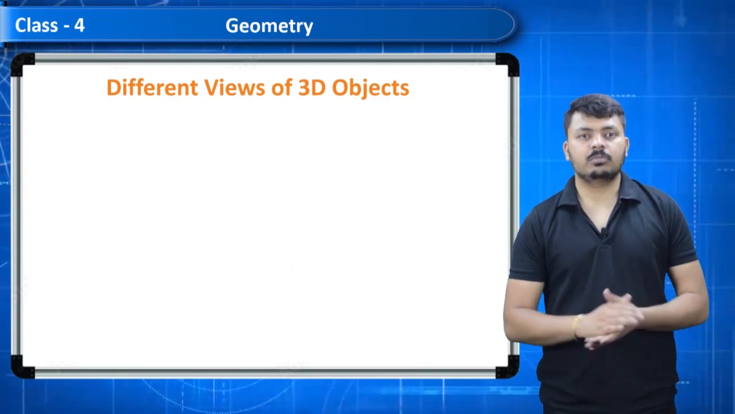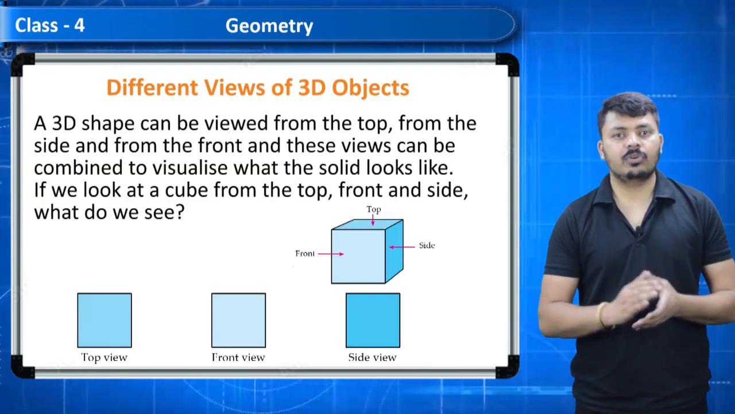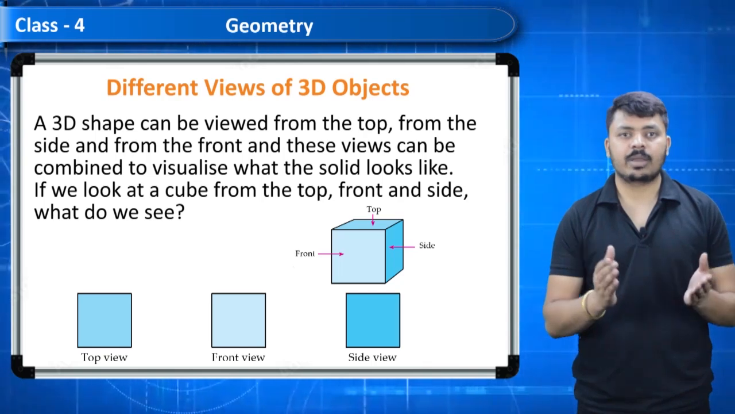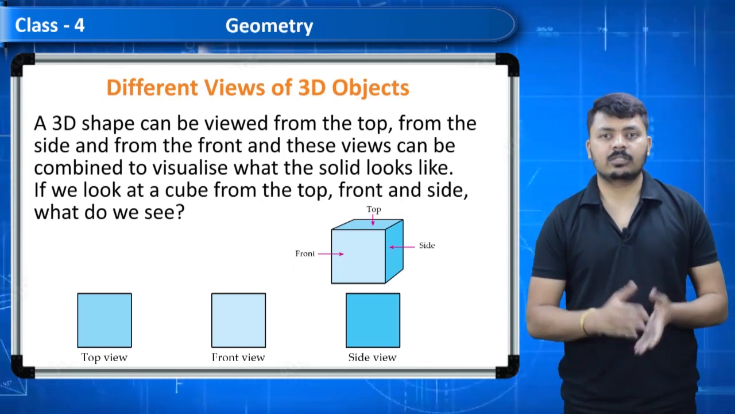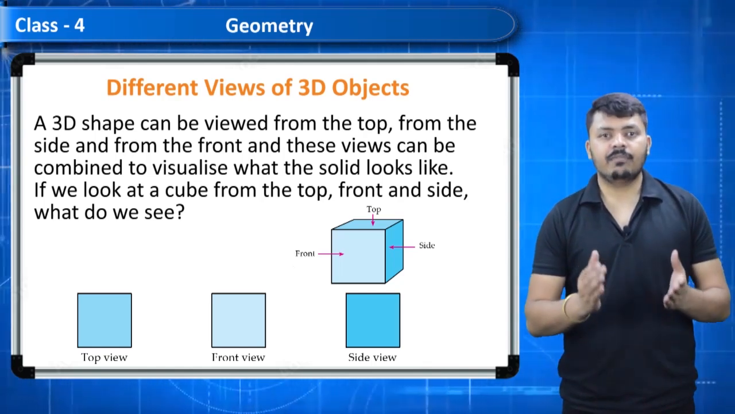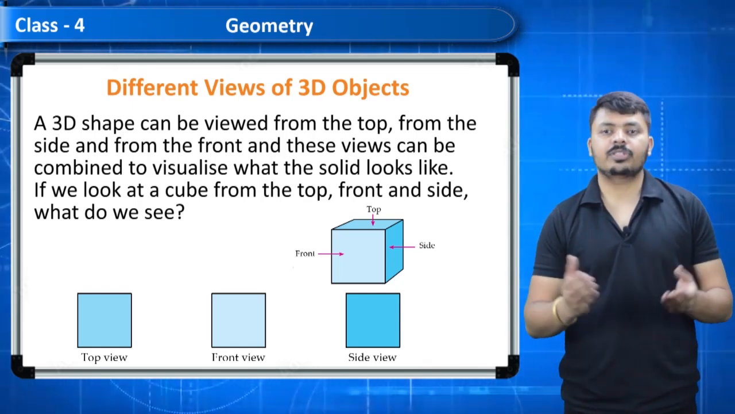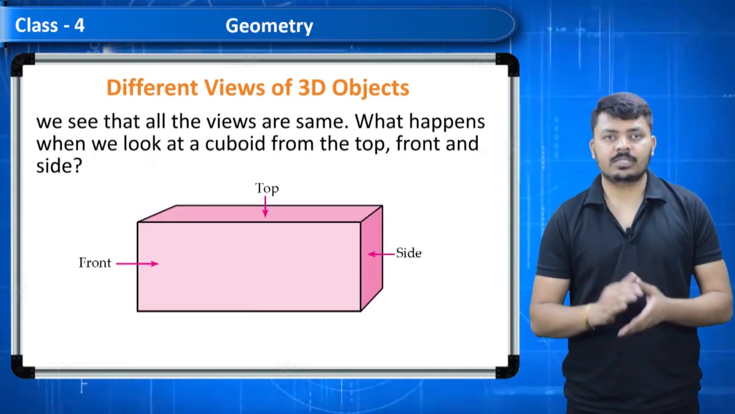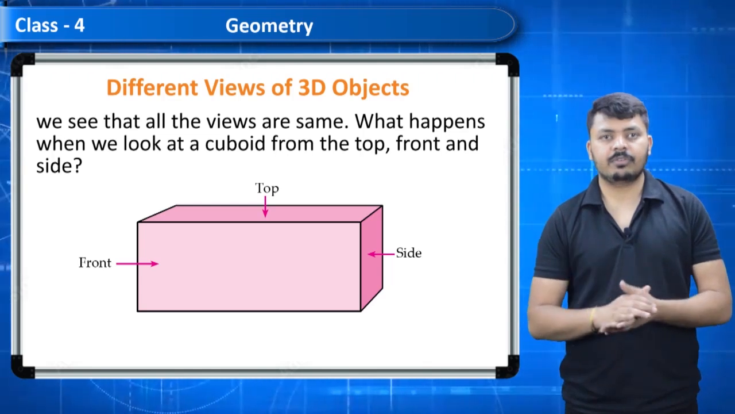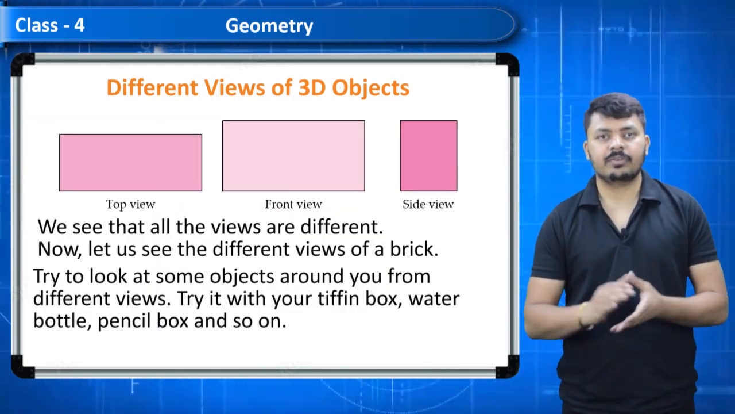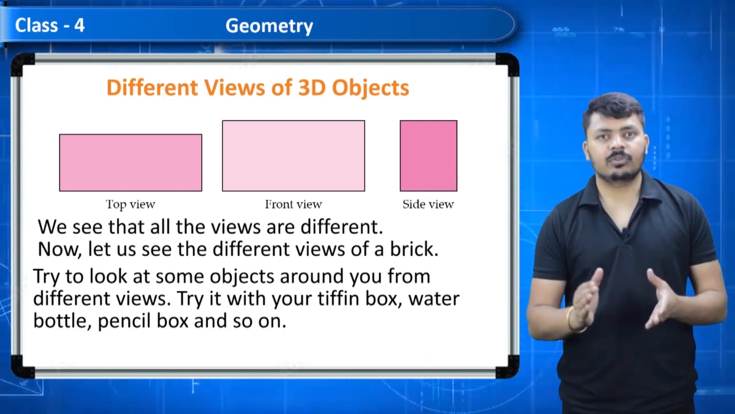Different views of 3D objects. A 3D shape can be viewed from the top, from the side, and from the front, and these views can be combined to visualize what the solid looks like. If we look at a cube from the top, front, and side, what do we see? We see that all the views are the same. Top view, front view, and side view. Now for a different solid, we see that all the views are different. Top view, front view, and side view. Now let us see the different views of a brick.